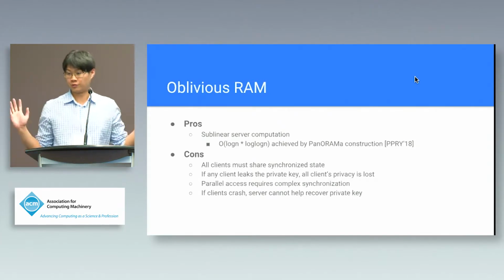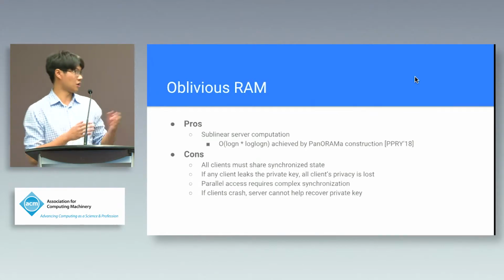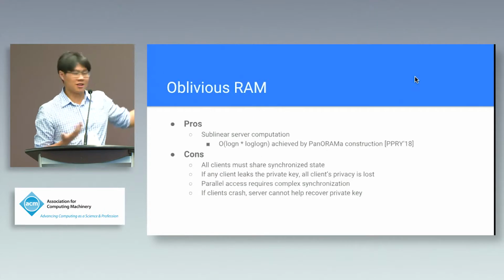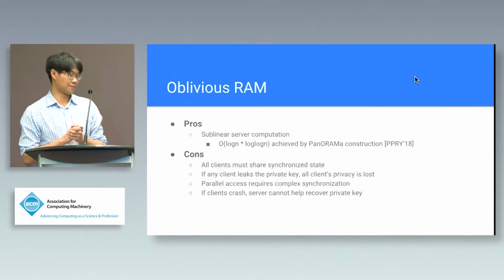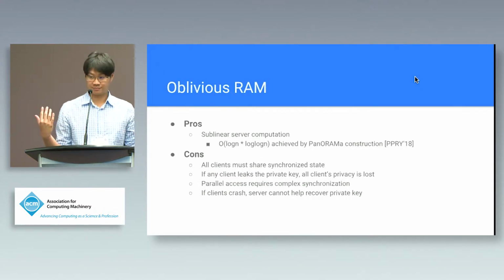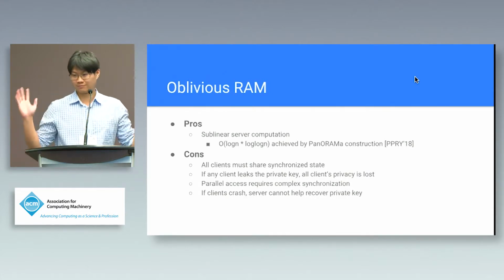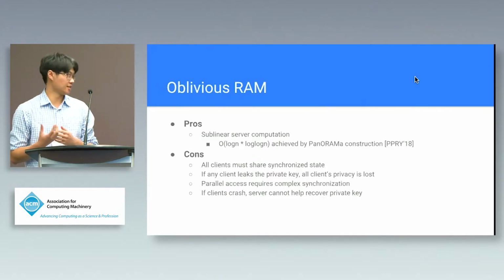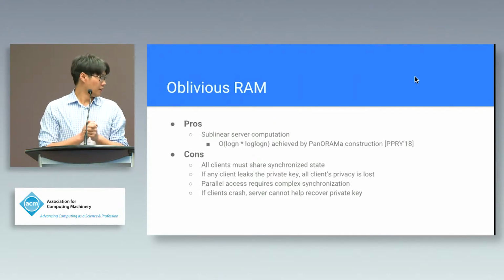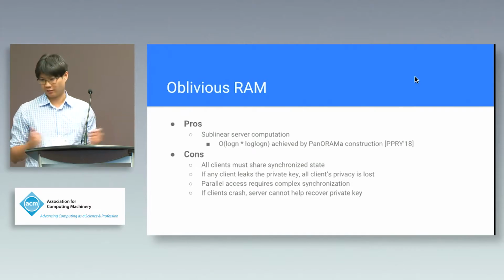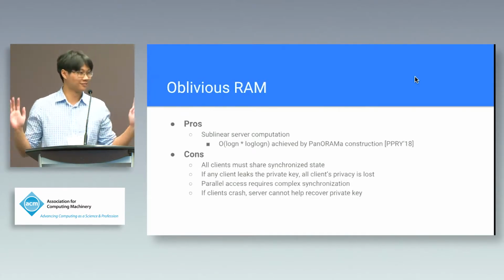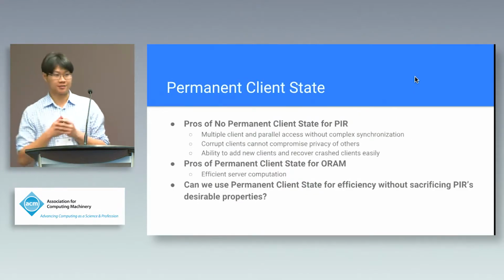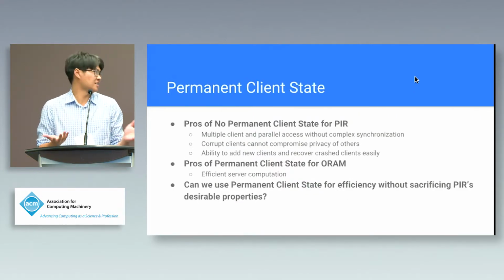So ORAM gets this beautiful sublinear server computation. In fact, there's a recent result that gets to almost log n essentially. On the other hand, it gets all the cons that PIR had previously. So for example, all clients must share a synchronized state. If any client leaks the private key, well, privacy is all gone. Parallel access requires all this complicated synchronization because the server is stateful. And finally, if a client crashes and loses the private key, or they all lose the private key, there's no hope of getting anything back. So, all right, let's try to generalize and see. It seems like the issue might be something like client state, right?